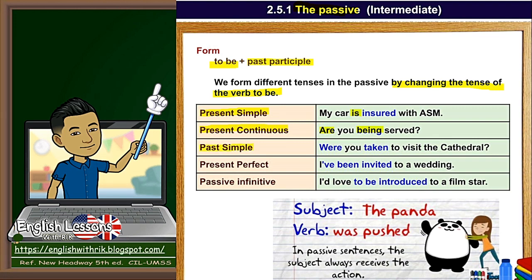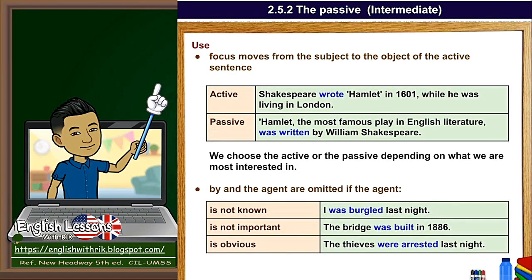Past simple passive. Were you taken to visit the cathedral? Present perfect passive. I've been invited to a wedding. Passive infinitive. I'd love to be introduced to a film star. Use. In a passive sentence, the focus moves from the subject to the object of the active sentence.